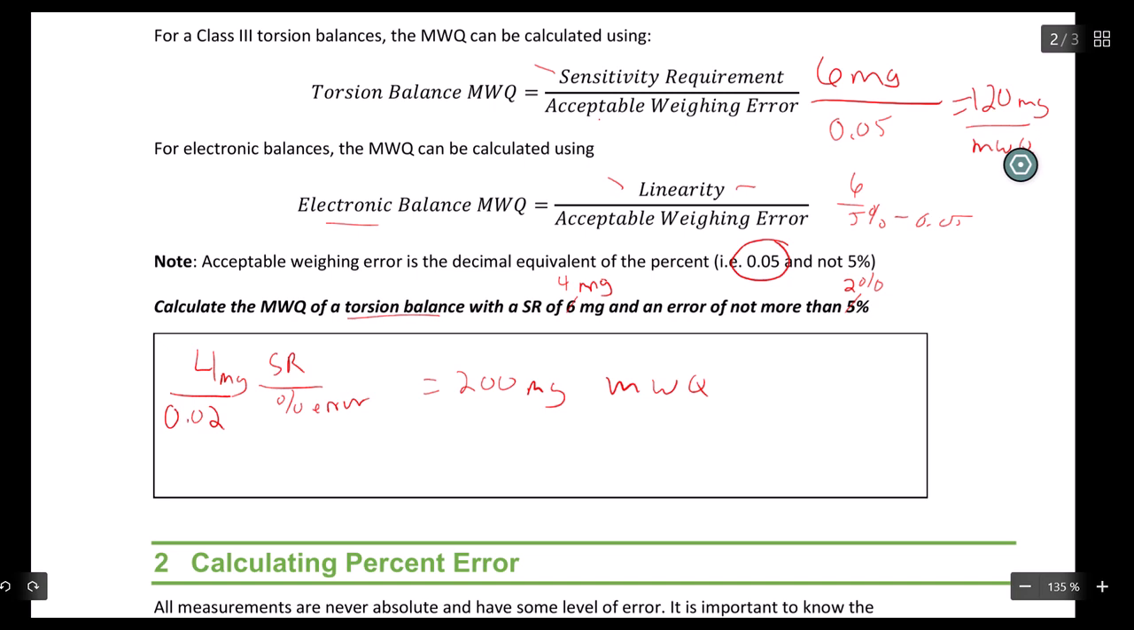120 milligrams was it before. So notice that if I have a stricter percent in terms of my error, and I have a more sensitive balance where 4 milligrams does it, because of that 2% error instead of 5%, I have to weigh at least 200 milligrams of material so that I know that my error in weighing is 2%.